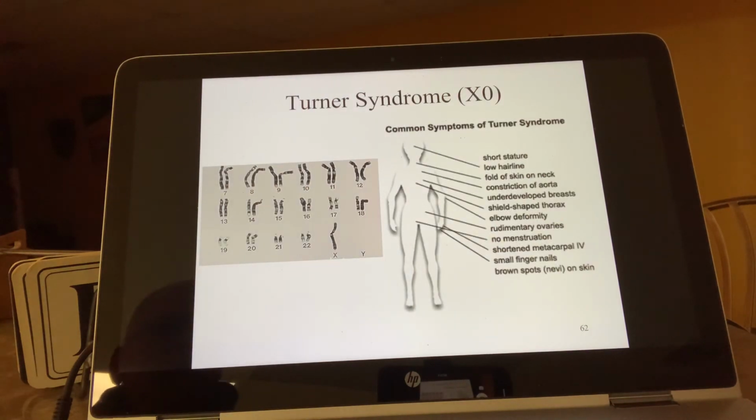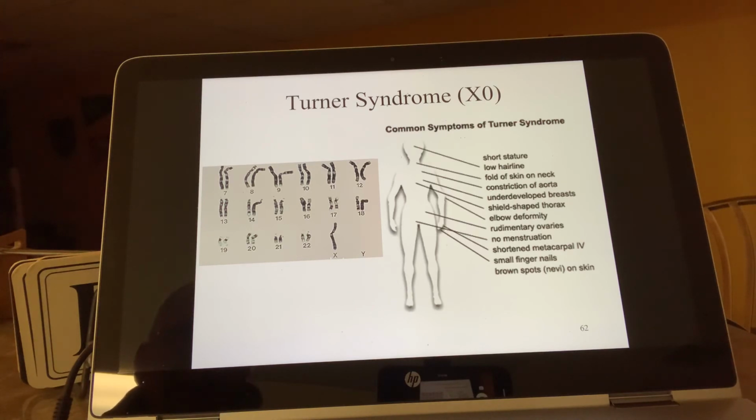The last conditions we're going to talk about are trisomic or monosomic conditions associated with the sex chromosomes, the sex chromosomes being the X and the Y. The first one we're going to talk about is Turner syndrome. Turner syndrome is a condition of a monosomic state where you have an X chromosome, no corresponding Y or X chromosome. In other words, you only have one sex chromosome and it is an X.